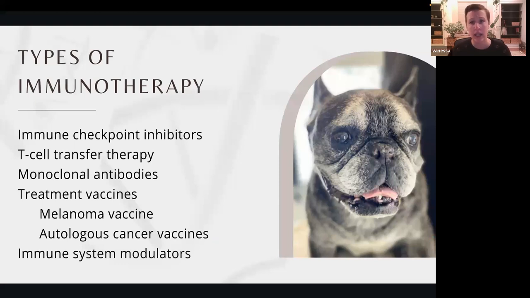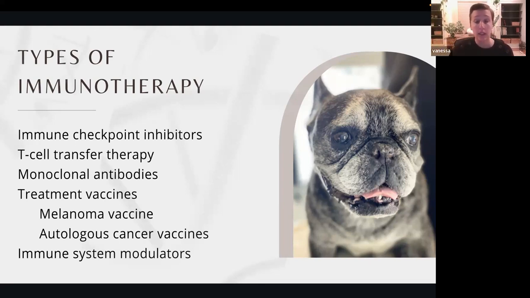Monoclonal antibodies and treatment vaccines. Monoclonal antibodies can mark cancer cells to be a little beacon for the immune system to see. So they stick to the cancer cells and they say, hey, you need to destroy this. Immune system, come destroy me. That's what monoclonal antibodies do.